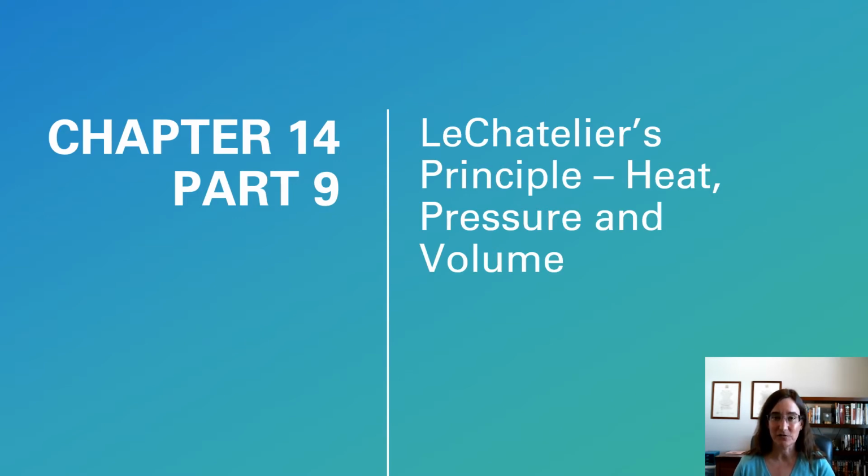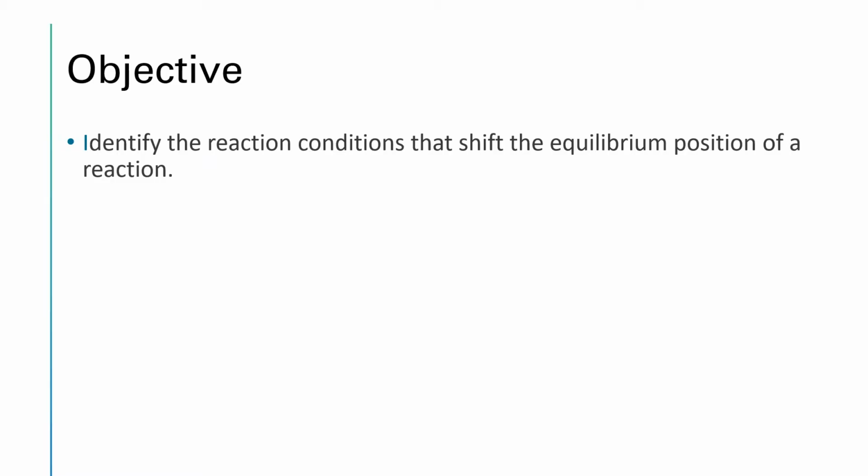In the last video we looked at Le Chatelier's principle and how it applies when you change the amount of a reactant or a product. In this video we're going to look at a couple other changes that you can do to a chemical reaction, such as changing the temperature of the reaction, changing the pressure, or changing the volume. So our objective is still to identify the reaction conditions that shift the equilibrium position of a reaction. We're just going to add to the conditions that we saw in the previous video.